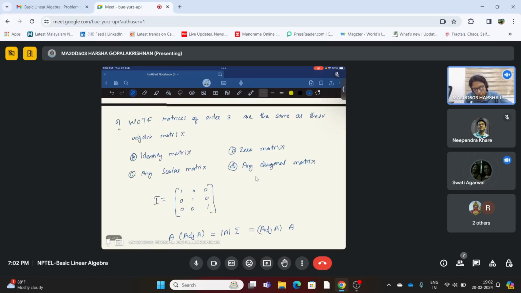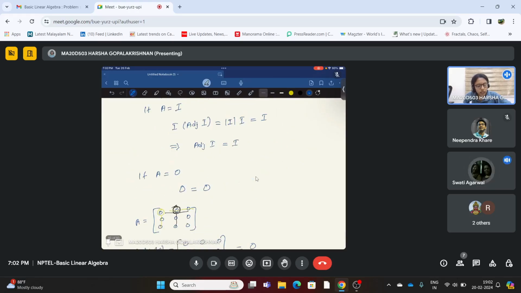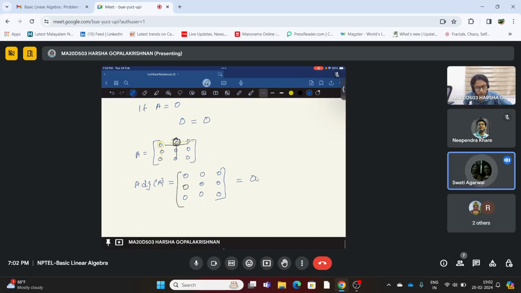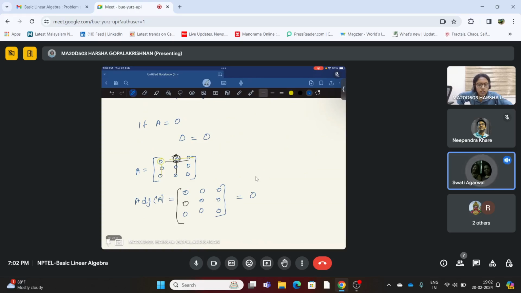Now we have two more options. A student asks: how do we get this formula, A into adjoint of A is equal to determinant of A into I?